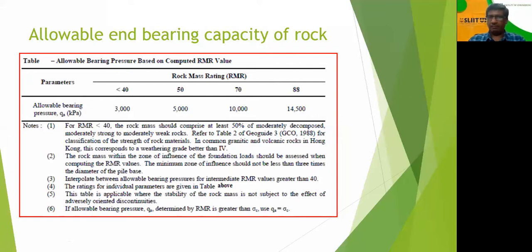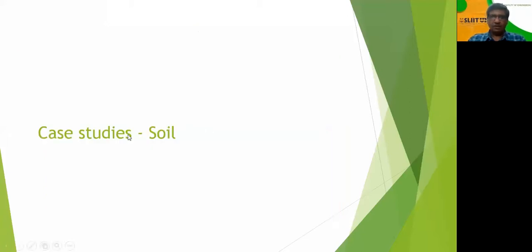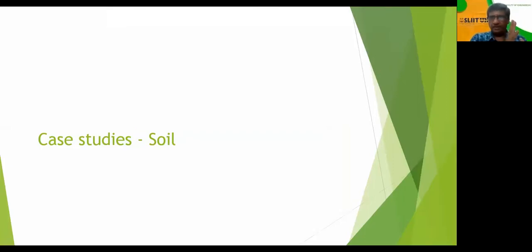Allowable bearing capacity depends on the RMR value, right? So those are the methods that we can use to determine the skin friction in soils and end bearing in soils, and skin friction in the bedrock and the end bearing in the bedrock. Of course you can mention other methods as well, but those are the commonly used methods.